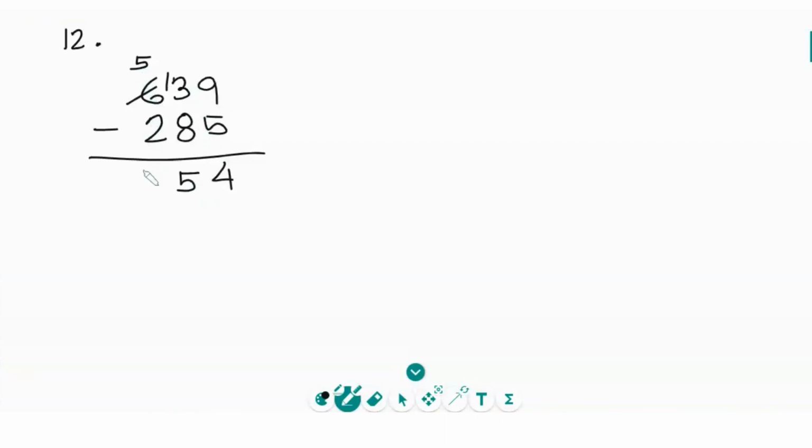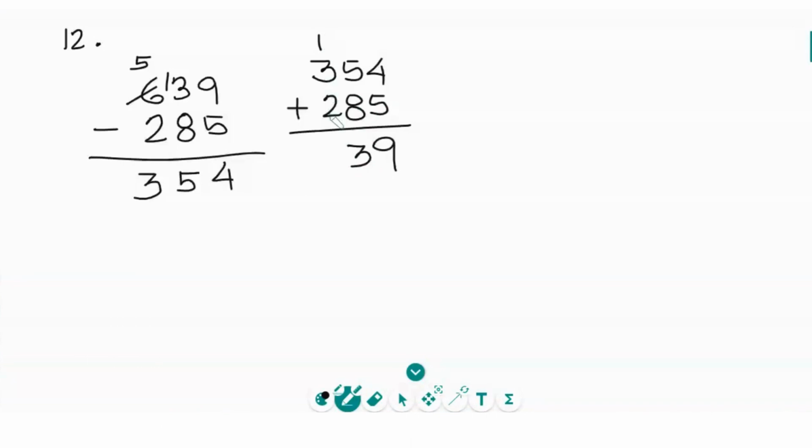And here we have 5 minus 2, that will give us 3. So we're going to check it again. 354 plus 285. So now we have 5 plus 4 is 9. 8 plus 5 is 13. Carry over 1. So 3 plus 2 is 5. 5 plus 1 is 6. Now we have 639.